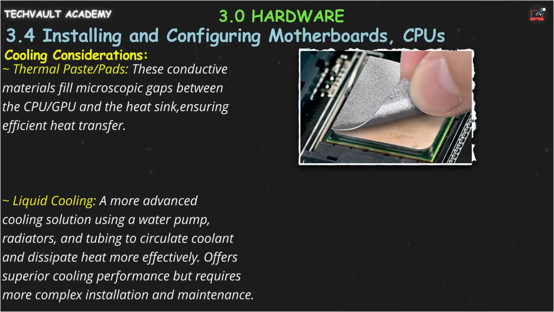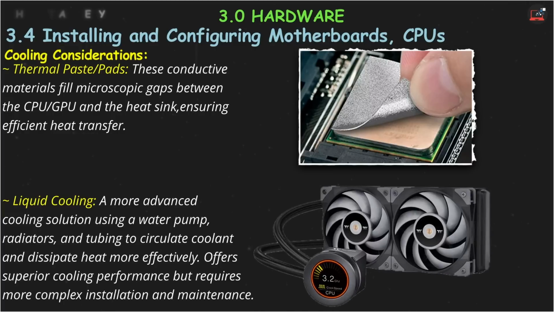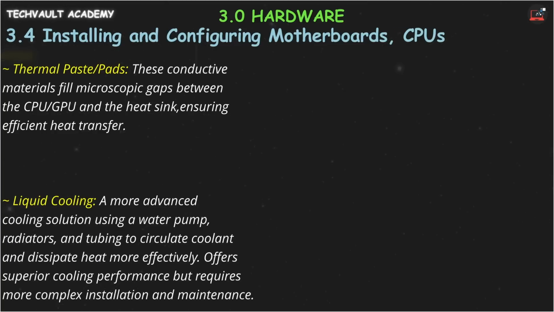Thermal paste and pads. These conductive materials fill microscopic gaps between the CPU, GPU, and the heatsink, ensuring efficient heat transfer. Liquid cooling is a more advanced cooling solution using a water pump, radiators, and tubing to circulate coolant and dissipate heat more effectively. It offers superior cooling performance but requires more complex installation and maintenance.